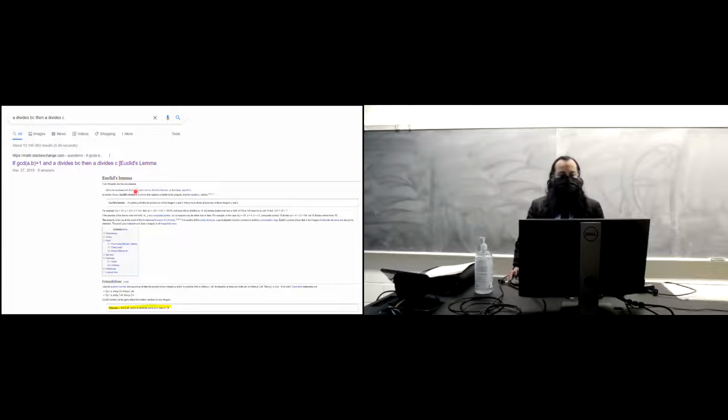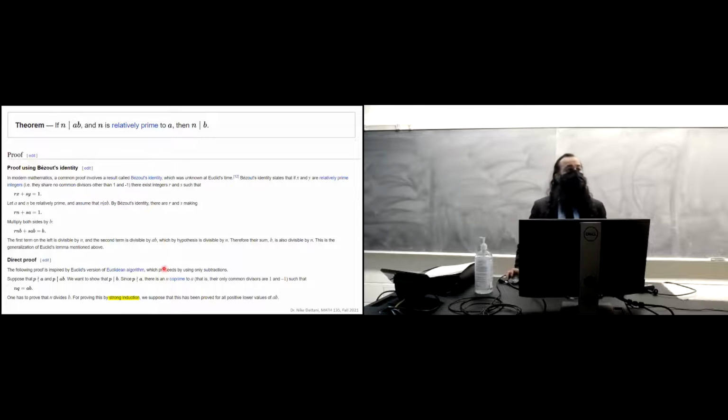But when I look at the proof of Euclid's lemma, all right, so here's the theorem. If n divides AB and n is relatively prime to A, that means that n and A don't have any common factors, then n divides B. Okay, so this theorem that Paige is using is a correct theorem. It is correct, but how do you prove it? You go further down, you get the proof. Using Bézout's identity, you prove this.